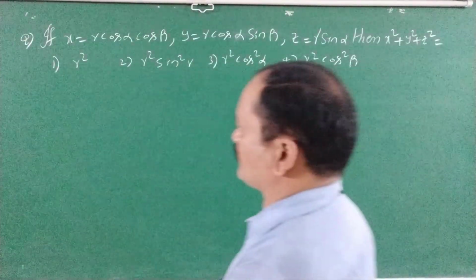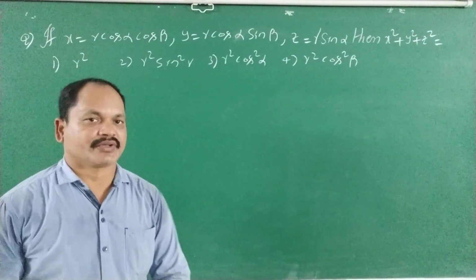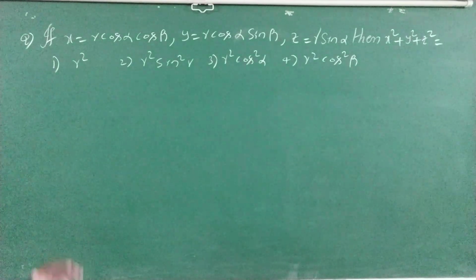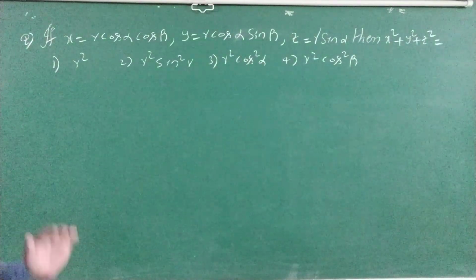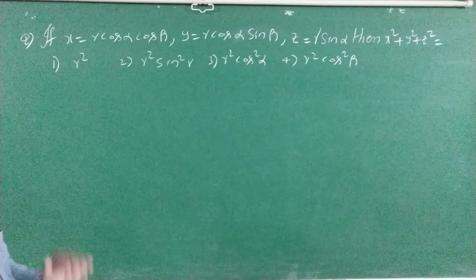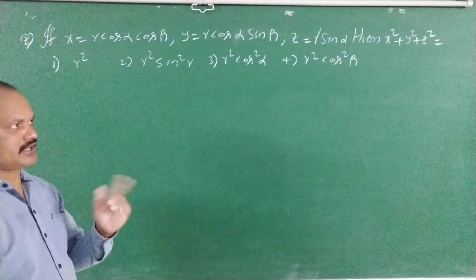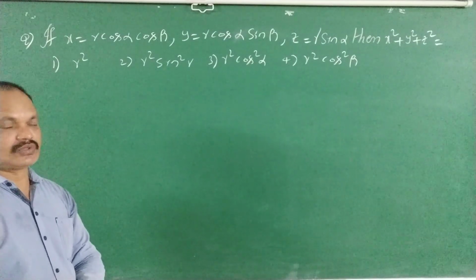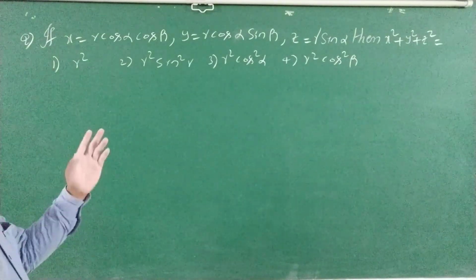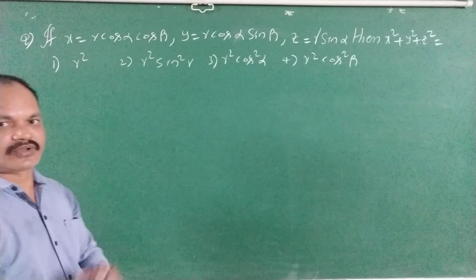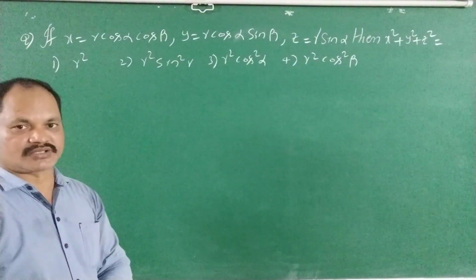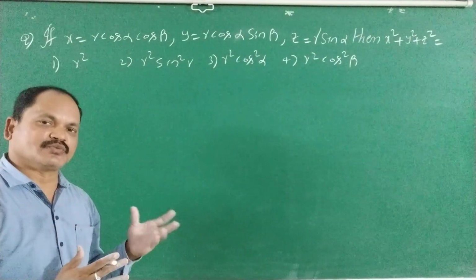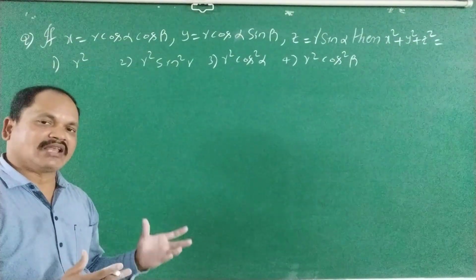Now we are going to the question: if x is equal to r cos alpha cos beta, y is equal to r cos alpha sin beta, and z is equal to r sin alpha, then x square plus y square plus z square is equal to, first option r square, second option r square sin square alpha, third option r square cos square alpha, and fourth option r square cos square beta.